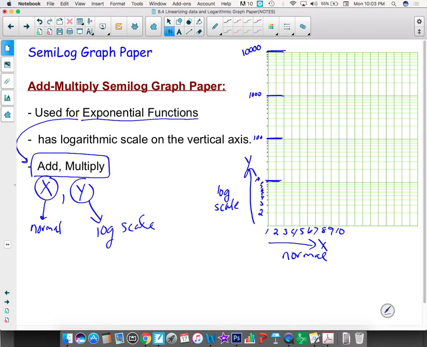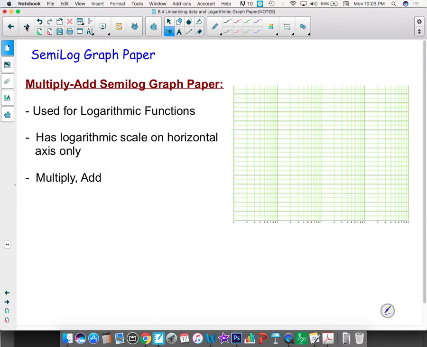All right, and the other type of semi-log graph paper is when we have multiply add. Okay, and if you remember, since exponentials were add multiply, these are log functions. Okay, so now we're actually using log functions on log graph paper. Okay, but we can do all these different functions like power functions, exponential, log functions. We can do all these on graph paper, but we're linearizing them. So it's multiply add, semi-log graph paper. You could just call it semi-log graph paper if you wanted to, and you could call it logarithmic semi-log graph paper.